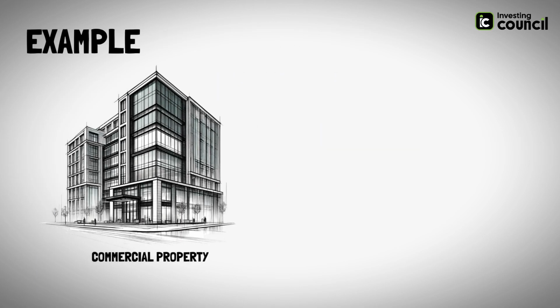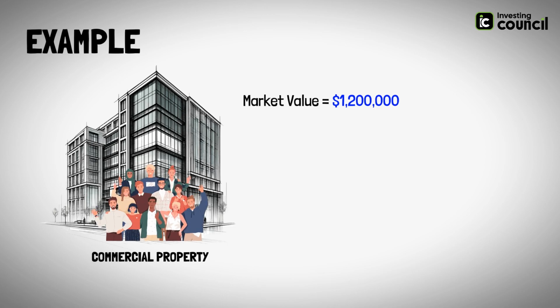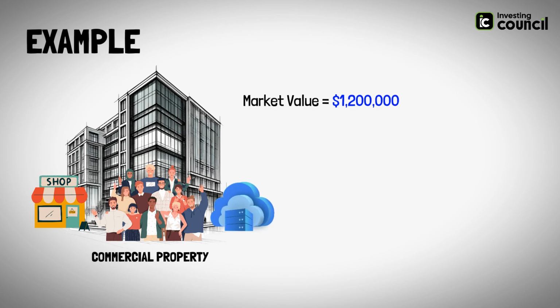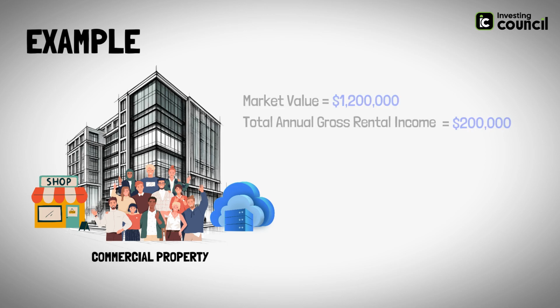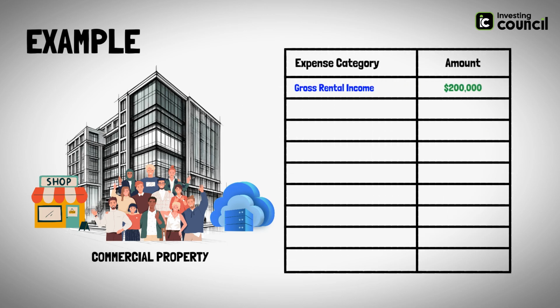Consider a commercial real estate property with a market value of $1,200,000. This property hosts a mix of tenants including retail stores and professional services, generating a total annual gross rental income of $200,000. To understand the property's profitability, we need to account for all associated operating expenses.